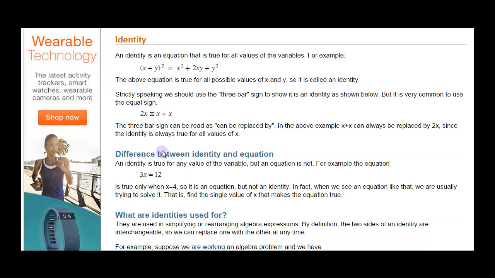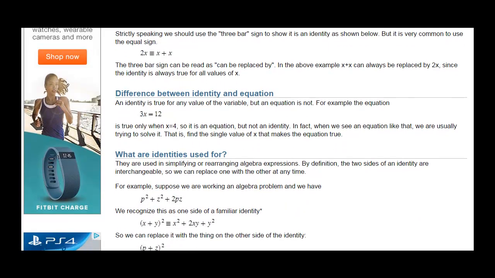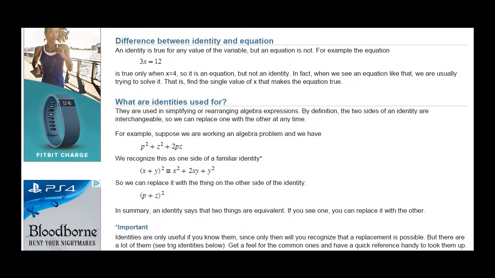Now that's different from an equation. In an equation we're used to solving for a particular variable. In other words, there's only one number out there in the entire world that, when I multiply it times 3, I get 12. So an equation gives us a single value, whereas an identity is something that I can pick an infinite number of values for. Now, an identity allows us to rearrange and maybe simplify some sort of algebraic expression.